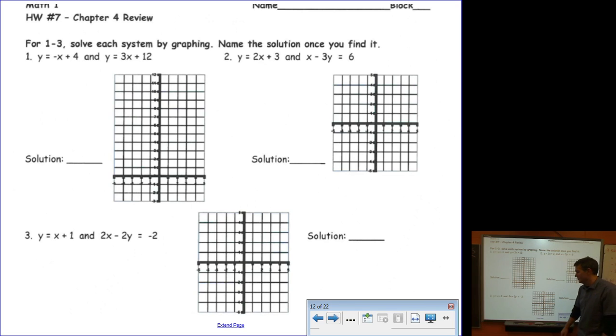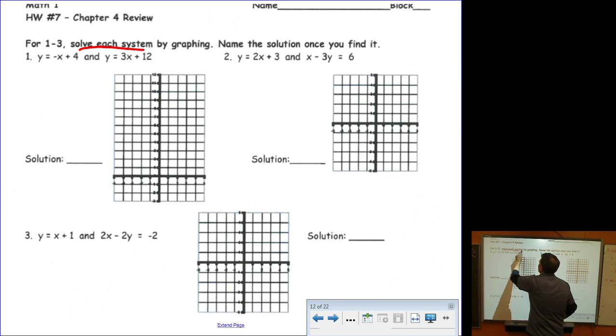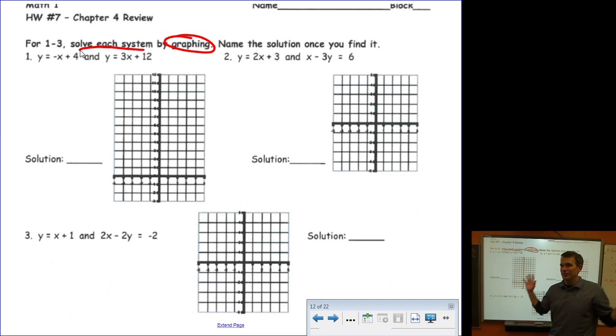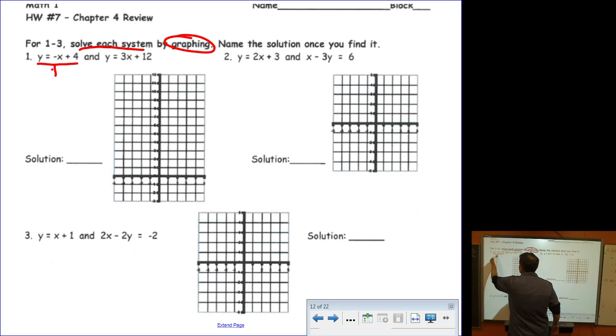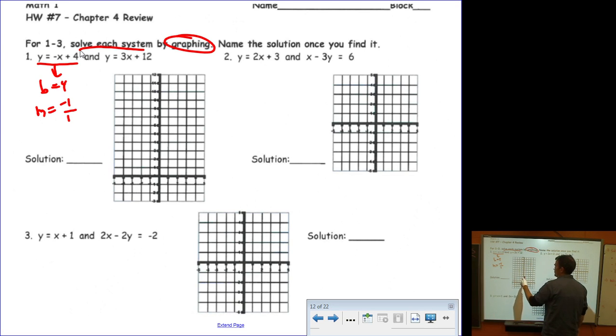Alright, let's work through them. So this first section, I am solving each system by graphing. I want to graph the two lines and name the point they cross at. So in this equation, the y-intercept is 4 and the slope is -1. So I'm going to put a dot at 4. I'm going to go down 1, right 1. Or instead of going down and to the right, I could go up and to the left.